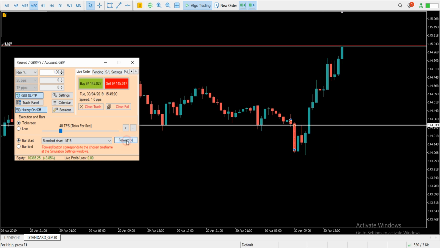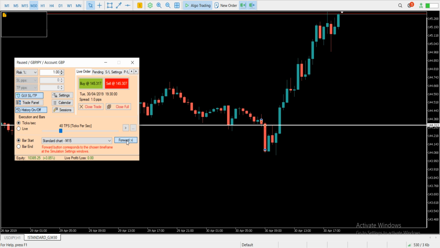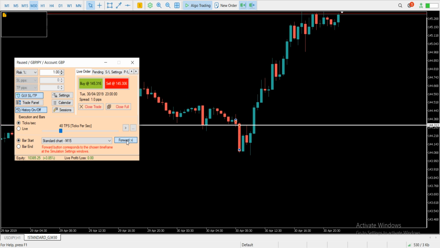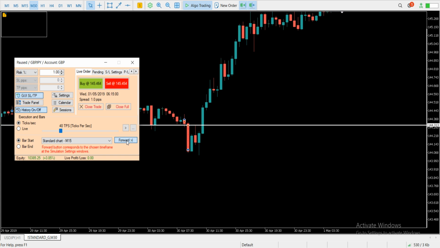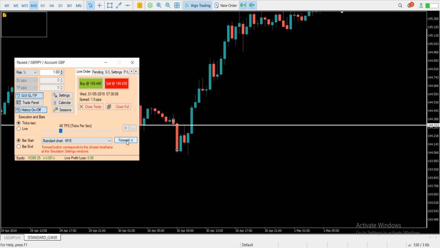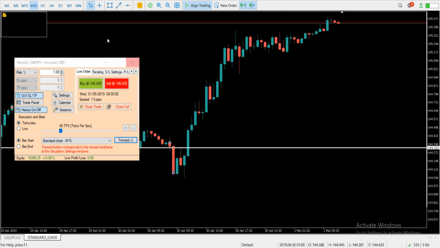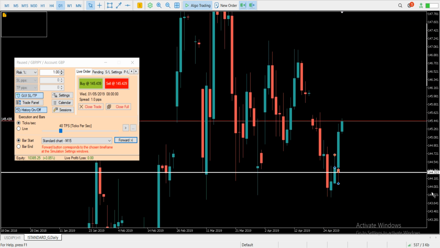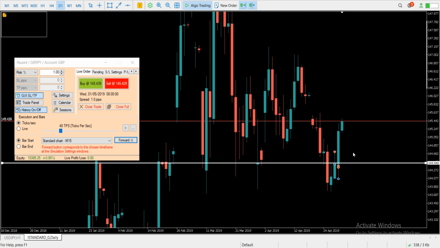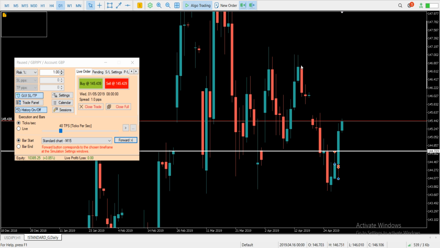Moving on to the Wednesday. Right there. Looking at the daily, we are bullish, right? We closed above this resistance. We have now that area for the price to tap.